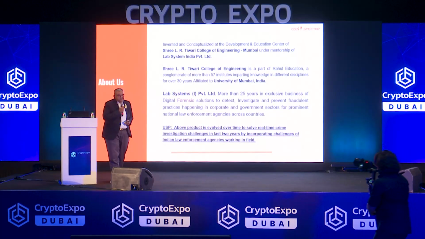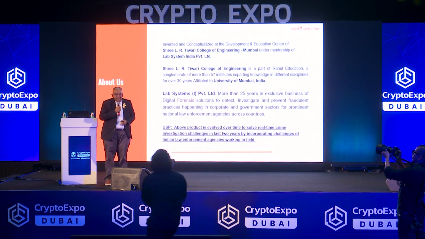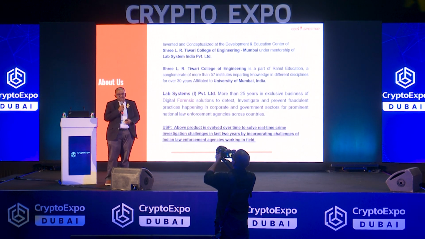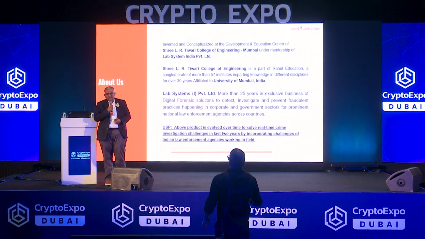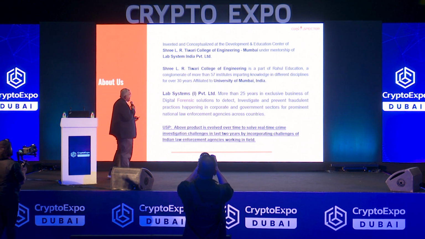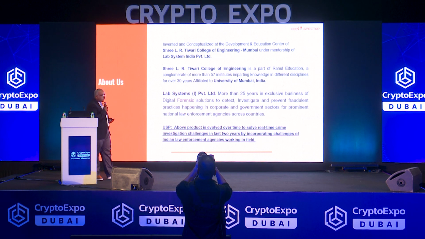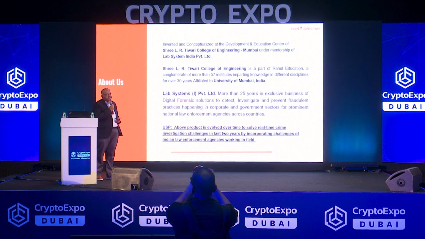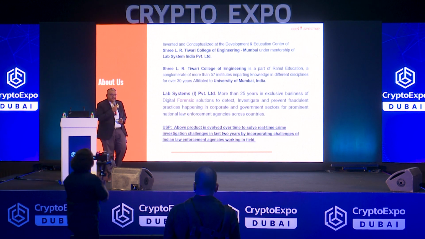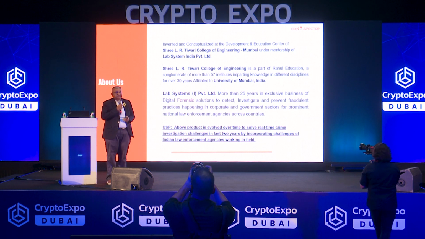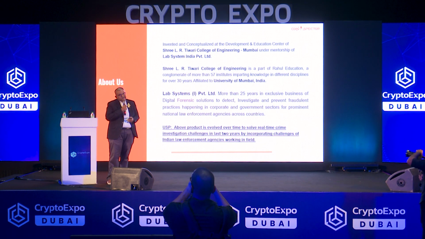And the best part is, during the training session in 2017, Lab System started getting jobs from law enforcement agencies on various investigation problems of cryptocurrency fraud. So the USP of our product evolved over time to solve real-time crime investigation challenges in the last 2 years by incorporating challenges of Indian law enforcement agencies working in the field. The best part of our product is that it actually evolved based on real-time challenges faced and solved by us.